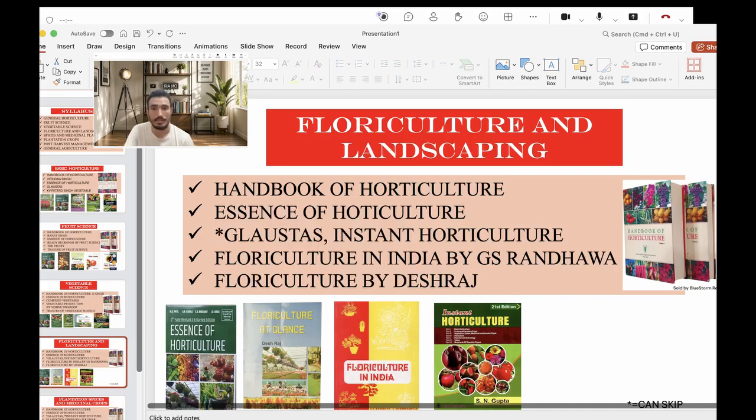So basically start with Handbook of Horticulture Volume 2, because Volume 2 is dedicated to floriculture. 7 to 8 commercial crops are there. Please do study them very well, because direct questions will be asked in the examination from Handbook of Horticulture. For the ornamental purpose, Essence of Horticulture is the Bible for floriculture and landscaping.